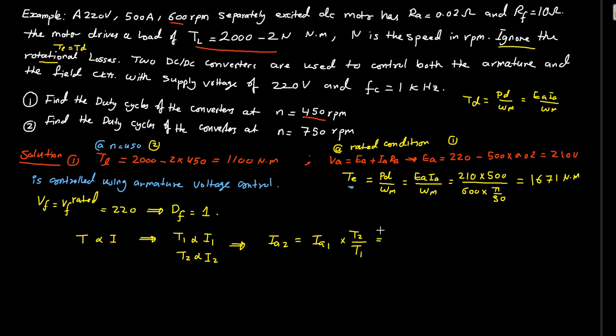So IA is 500 multiplied by the second torque, which is 1100, over the rated torque 1671. If we do the math, this will equal 329 ampere.